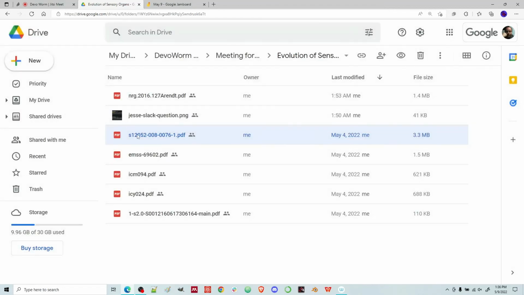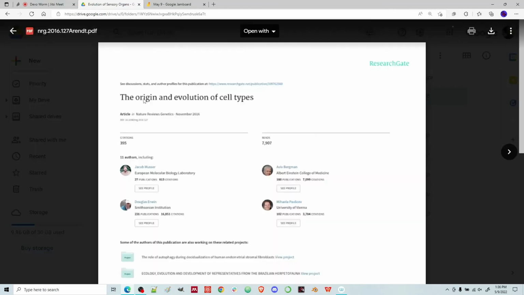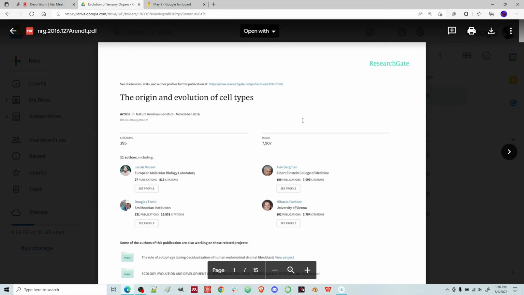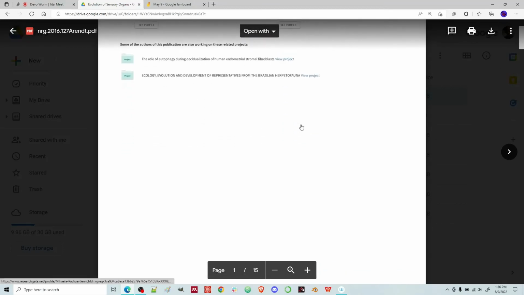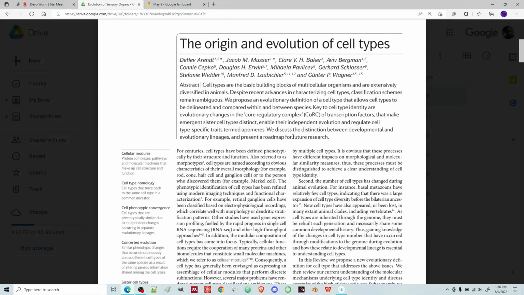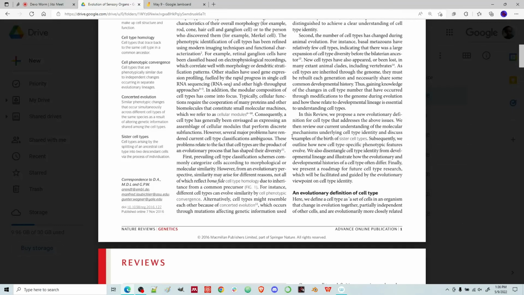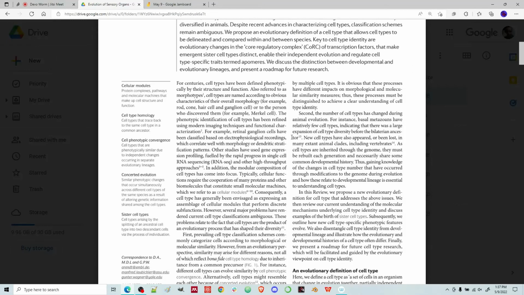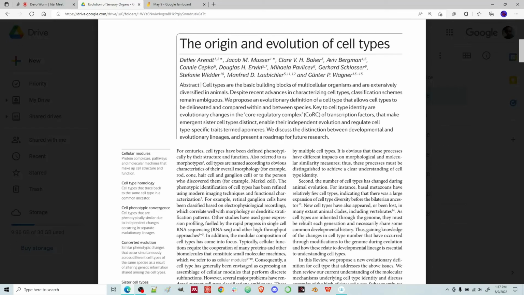Okay, so the second paper I want to talk about is Origin and Evolution of Cell Types. This is just highlighting a paper that came out in 2016. They talk about how cell types are the basic building blocks of multicellular organisms and are extensively diversified in animals. So with all of these complex phenotypes, they get built with complex cell types.